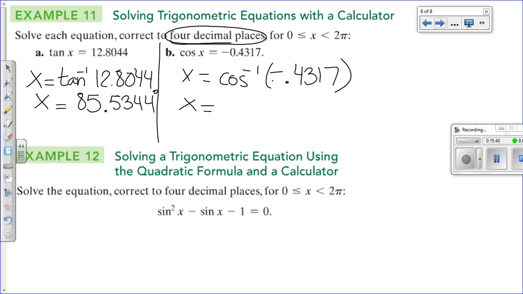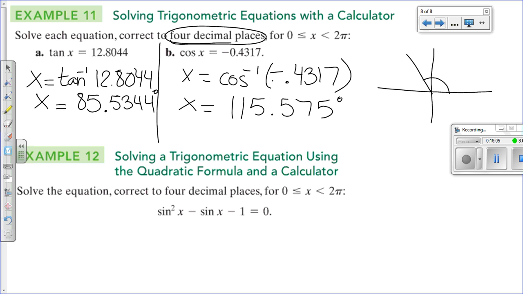Jesus, what do you get for part B? 115.575. Degrees. And it kind of makes sense to me because if it's more than 90 degrees, that means that it's somewhere in the second quadrant. And yes, the cosine in the second quadrant is negative, right?